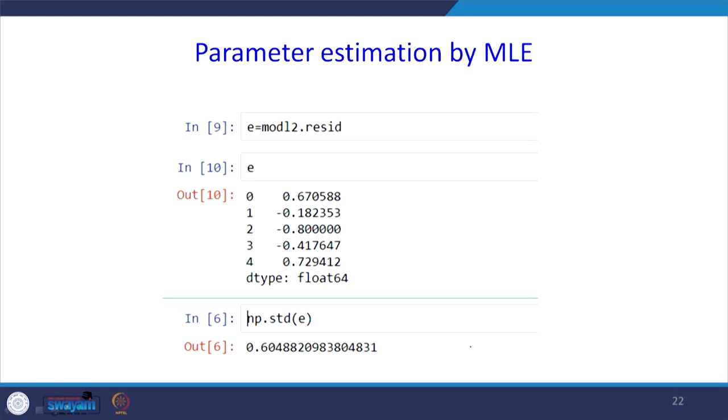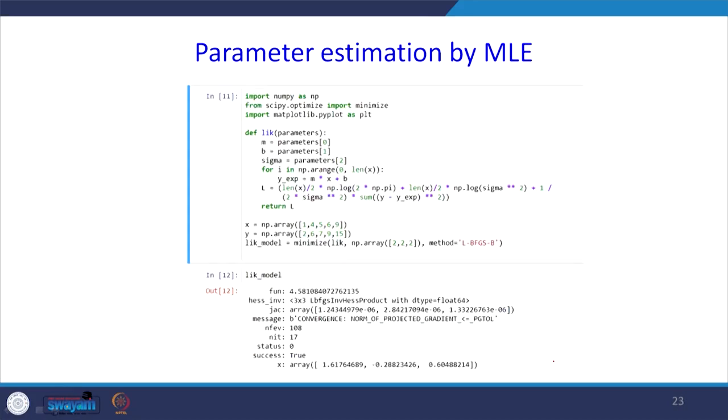For that you can type E equal to mod L2 dot residual. If you get E, this is the error term. We have to find the standard deviation of this error term, we got 0.06. This also we are going to predict. What are we going to predict? We are going to predict B0, B1 and this standard deviation of the error term using maximum likelihood estimation.